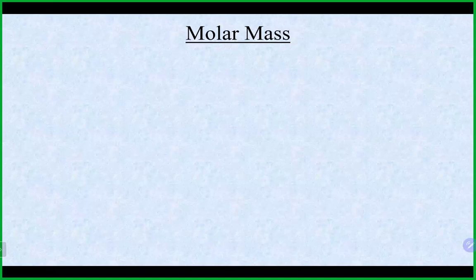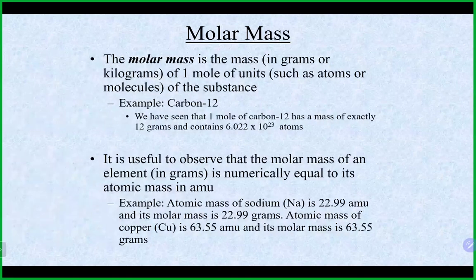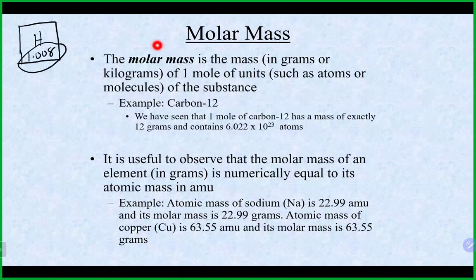So that brings us to probably the most common conversion unit that you will use here, which is molar mass. And molar mass is the mass in grams or kilograms, but most of the time it's in grams, of 1 mole of a unit of a substance. So, where do we find molar mass? Well, we find molar mass in the exact same location where we find atomic mass. So, that number on the bottom of the periodic table is also commonly referred to as the molar mass of a substance, in addition to the atomic mass.